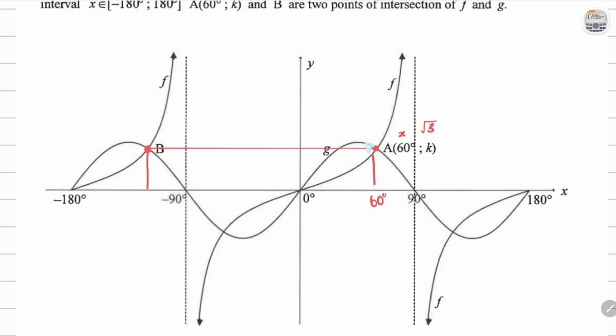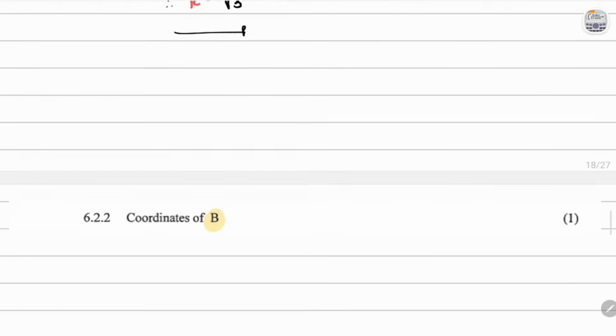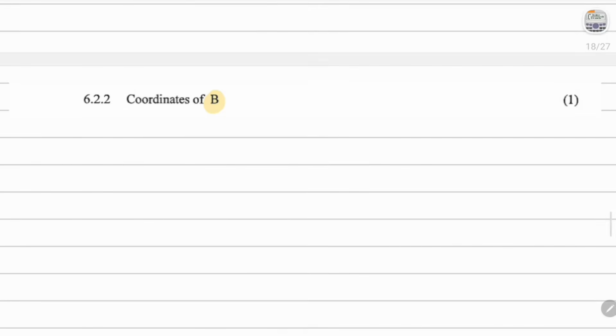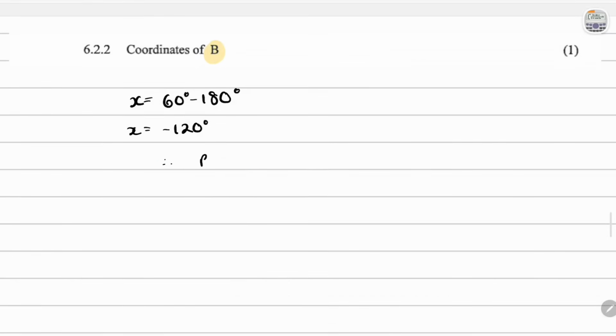Okay, and the same answer, you see the sine and the tan graph, they will intersect again 180 degrees after this. Okay, so that is how we find that. They want the coordinates of B. The x coordinate of B is found by saying 60 degrees minus 180 degrees, and x is equal to negative 120 degrees. And we know the y value is still the square root of 3. So B is simply negative 120 degrees and the square root of 3. And that is our answer.